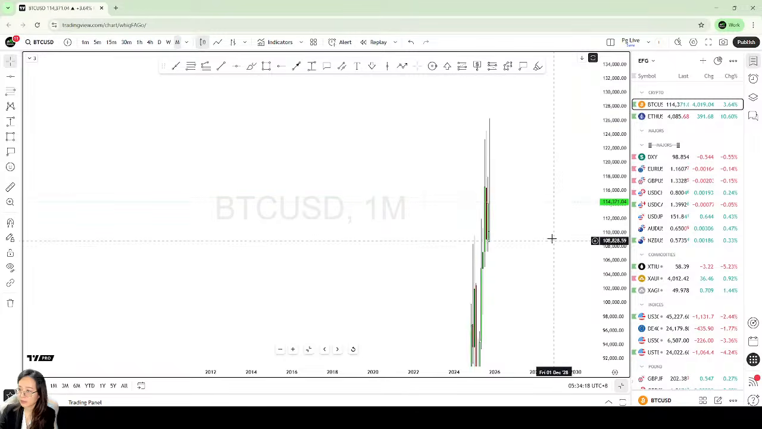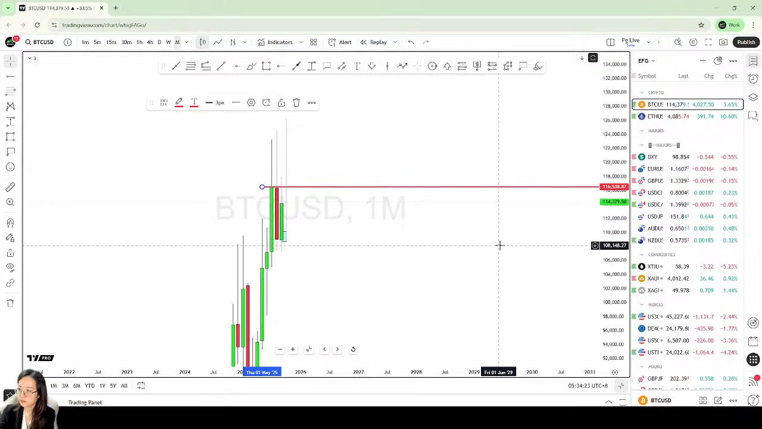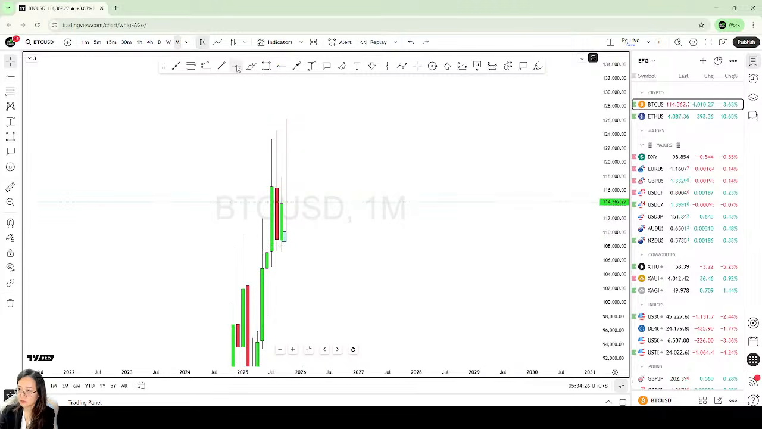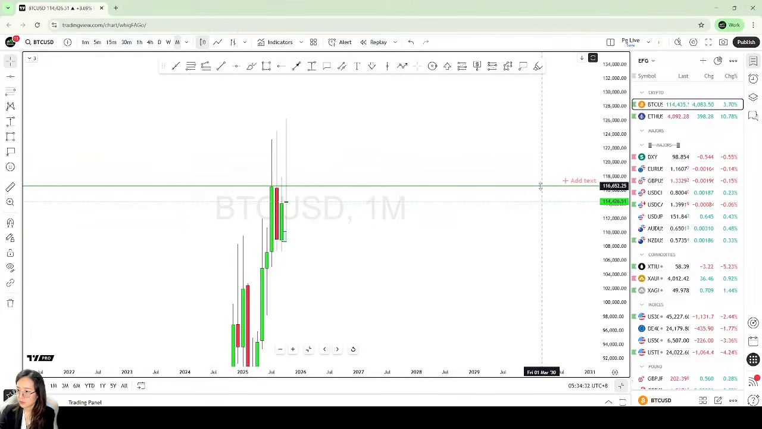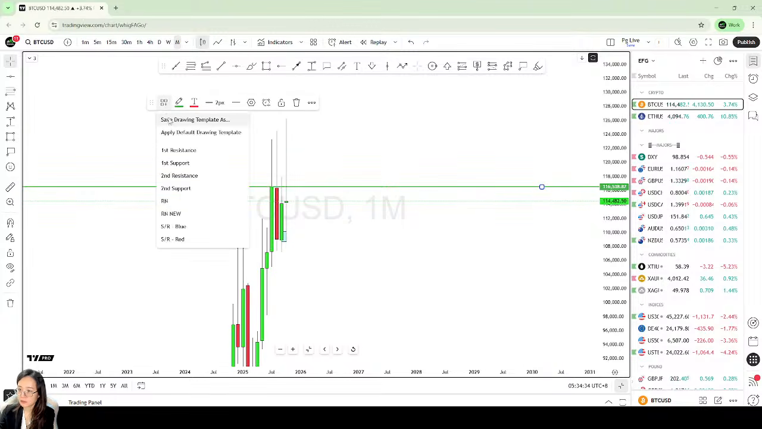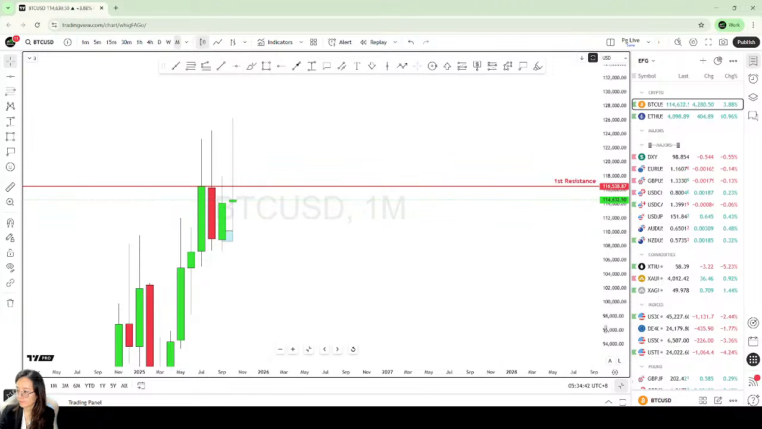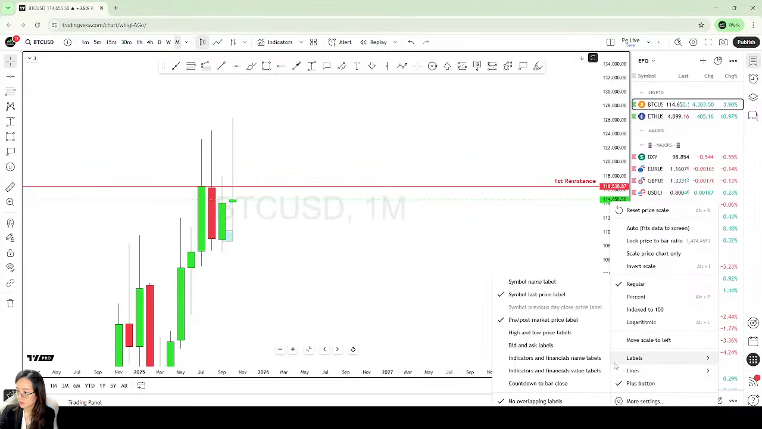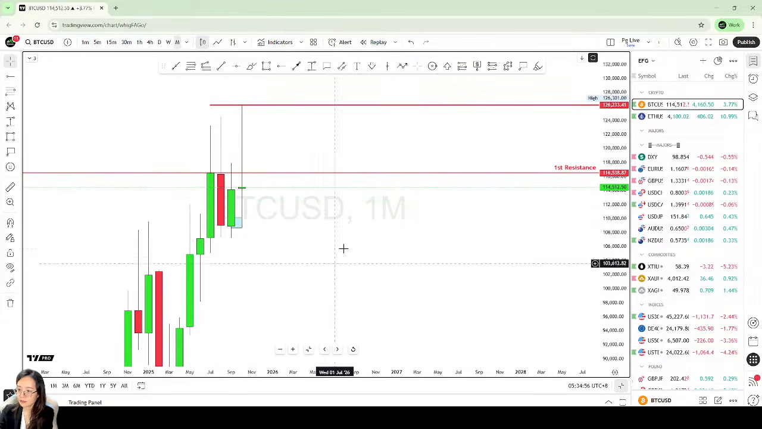Let me look at the monthly first. Still looking for the sell entry though. The price still closes below the 116K. I'm going to draw the body. Price still closes below. This is the ATH. You can't see the line, but these are the all-time highs there.